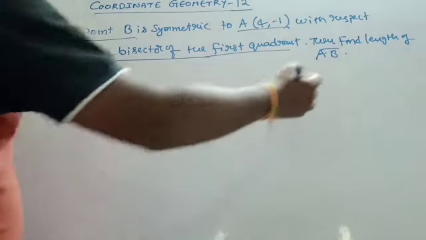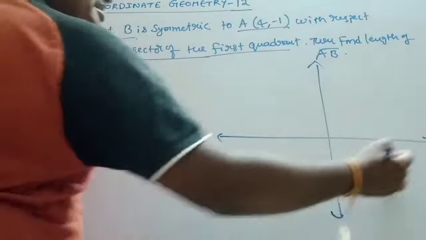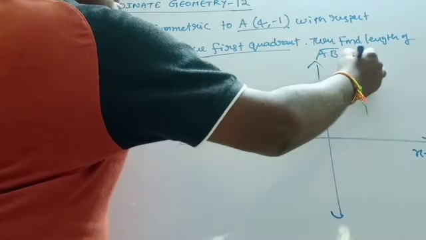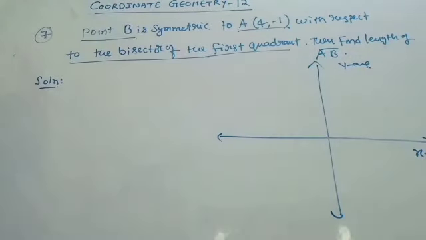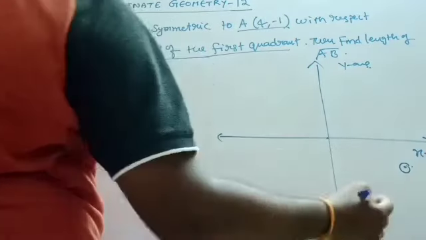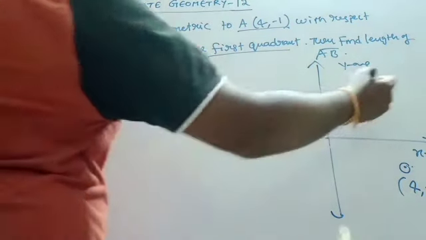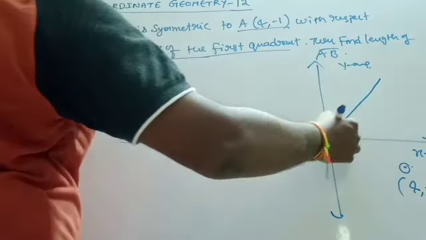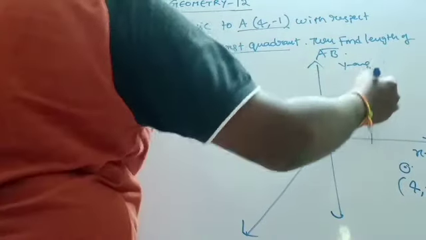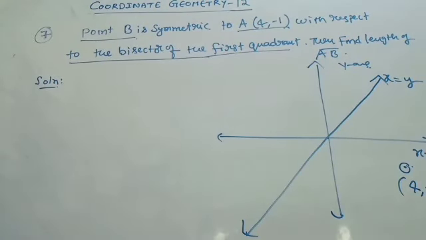You see, my dear students, let us take the graph like this. This is the coordinate system. Horizontal one is the x-axis, and this is the y-axis. 4 comma minus 1 will lie in the 4th quadrant. Let us take this as 4 comma minus 1, right? And the bisector of the first quadrant means this is the line whose equation is x is equal to y, like this.